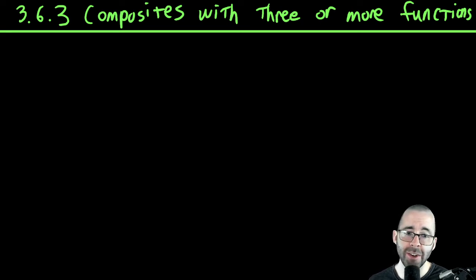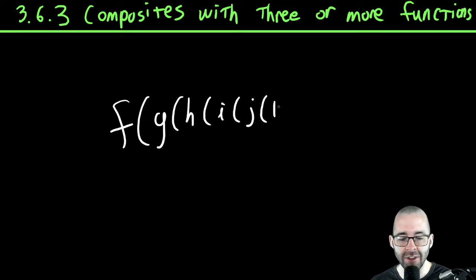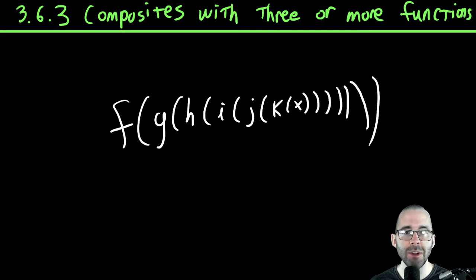What's more fun than the chain rule? Doing the chain rule twice. We can actually have as many function compositions as we want. If you wanted, right? Don't write this down. You could have f of g of h of i of j of k of x, and you could just use the chain rule a bunch of times.